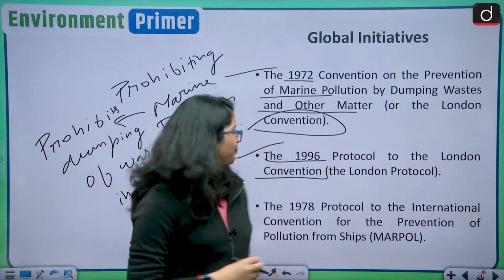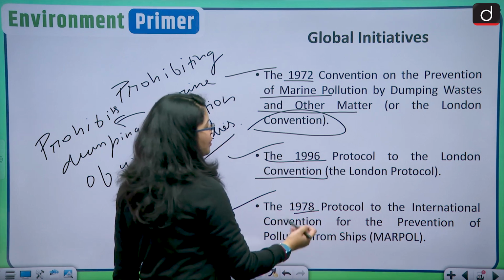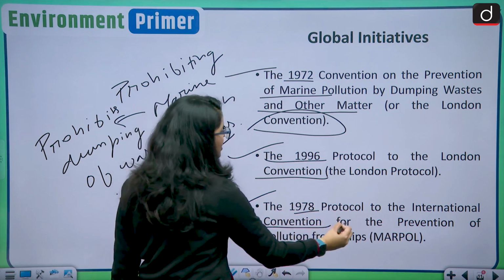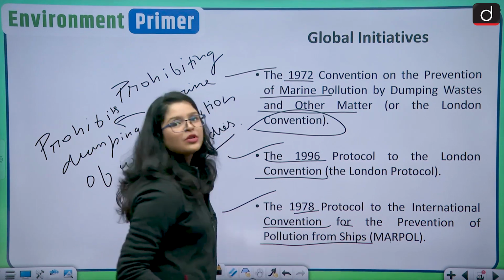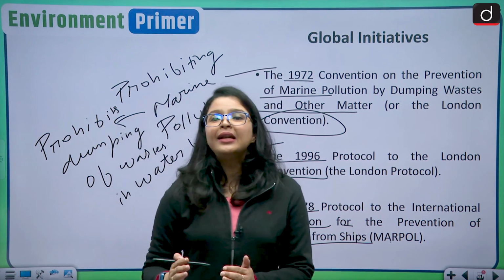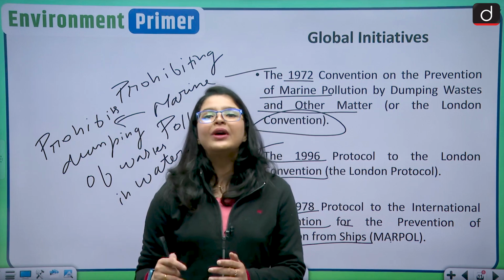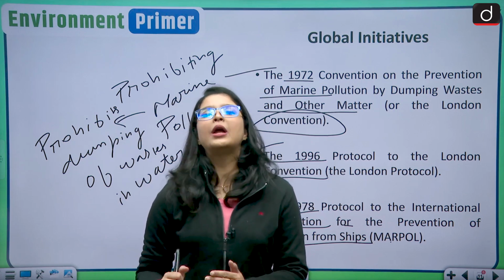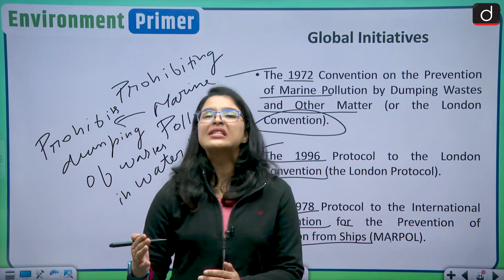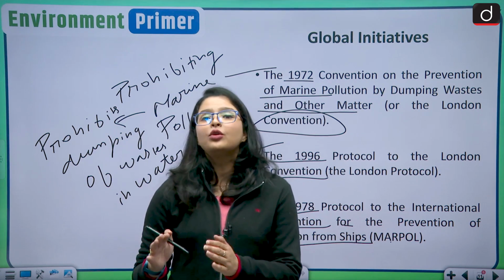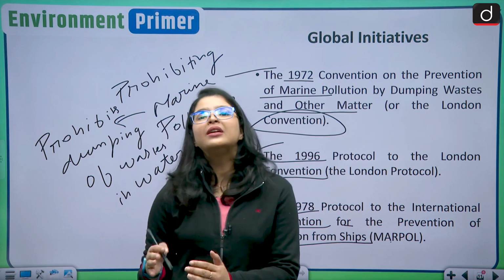Let me know. The 1978 protocol to the International Convention for the Prevention of Pollution from Ships, or the MARPOL. Kindly let me know in the comment box below whether India is a signatory to MARPOL or not. So this MARPOL explicitly prohibits the waste materials that are being dumped in the oceans by the ships.